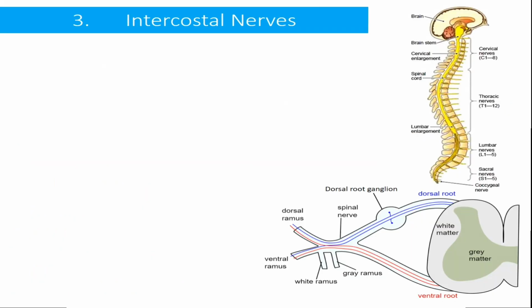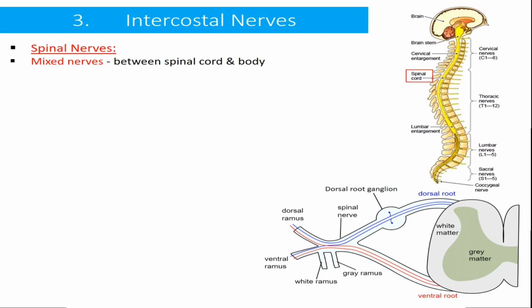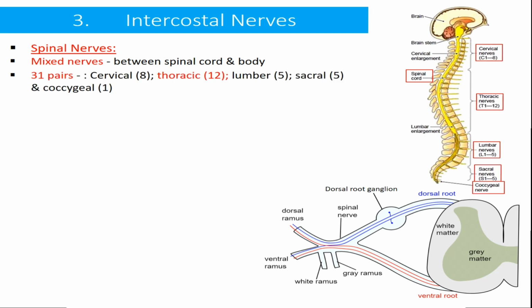Before we start with the intercostal nerve, let us have a review of the spinal nerves. All the spinal nerves are mixed nerves which convey sensory, motor, and autonomic signals between the body and the spinal cord. In total, there are 31 pairs which are divided into 8 cervical, 12 thoracic, 5 lumbar, 5 sacral, and 1 coccygeal.